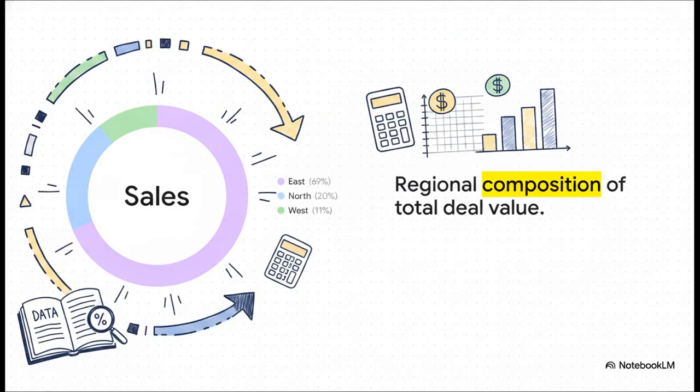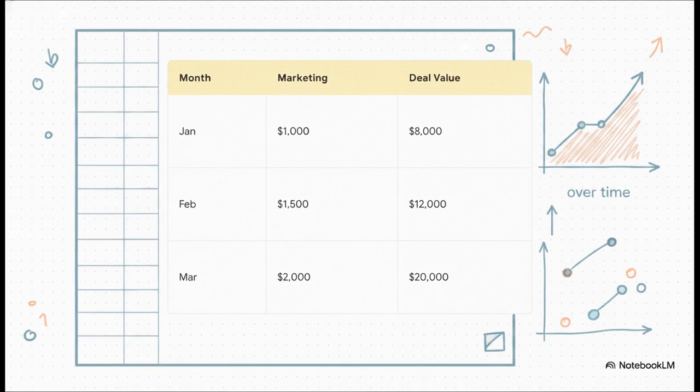Now when you want to show limited composition, like how much each region contributed to total sales, a pie or donut chart is your ideal tool. Our observation here is clear: the East region completely dominates our composition. But remember, this chart does not prove historical growth over time. It's literally just a single snapshot. Consider this source data detailing monthly marketing spend against deal value. This kind of numerical tracking is exactly what you'd use to build a line chart to observe trends over time. Or maybe a scatter plot to look for relationships between marketing expenditure and sales performance.